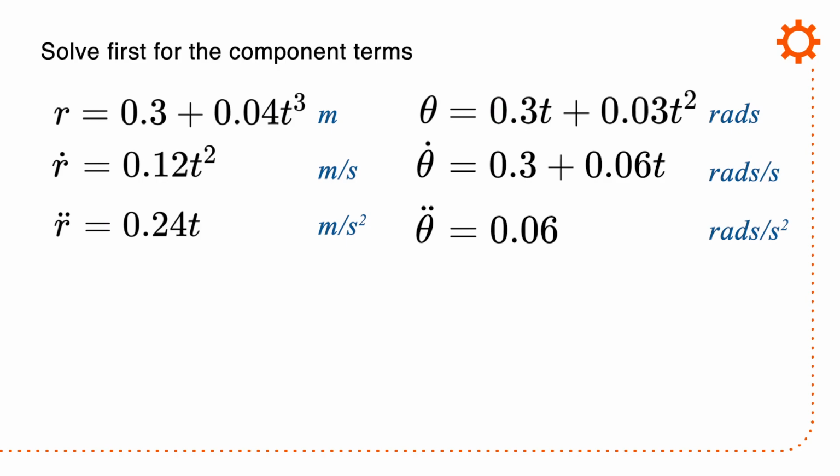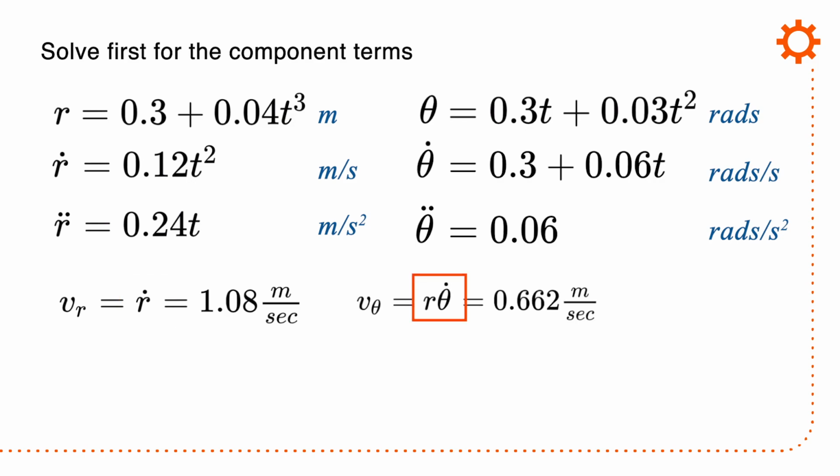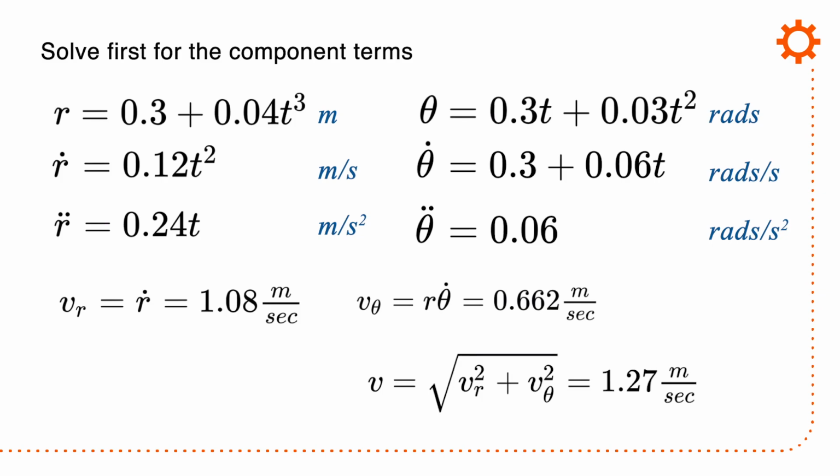To calculate my velocity, I've got v r, which is r dot, that's my meters per second, I already have that. And v theta, which is theta dot times r, because theta dot is in units of rads per second, and r is in units of meters. So that gives me meters per second as units. So I get v equals 1.27 meters per second if I calculate the magnitude. So v squared, v r squared plus v theta squared, square rooted, equals 1.27 meters per second.